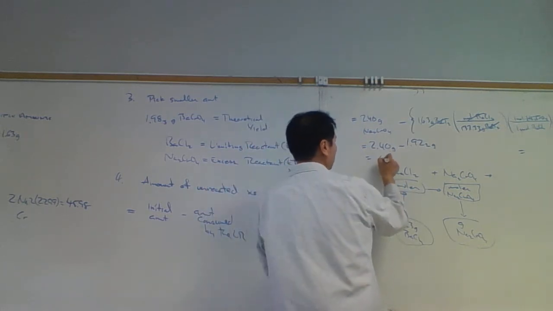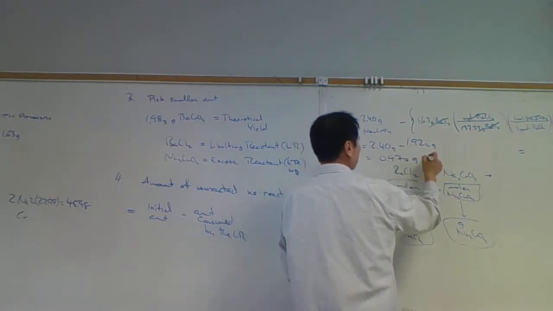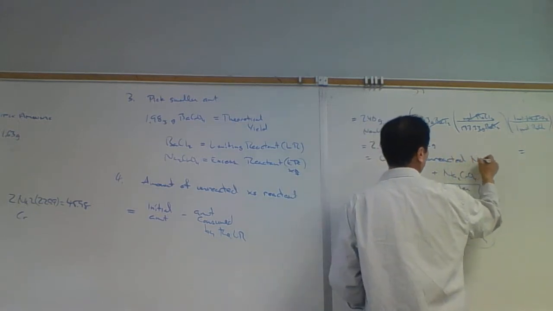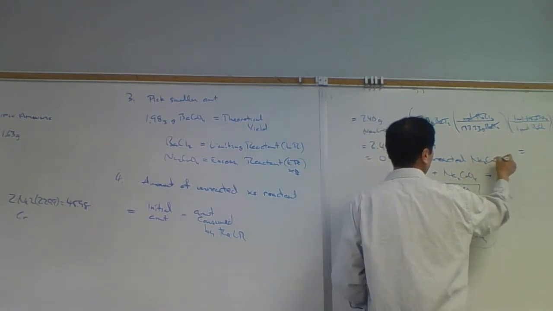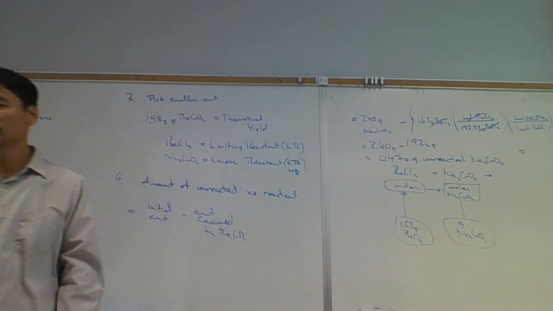Which means we're going to have 0.477 grams of unreacted sodium chromate. 0.477 grams unreacted sodium chromate.